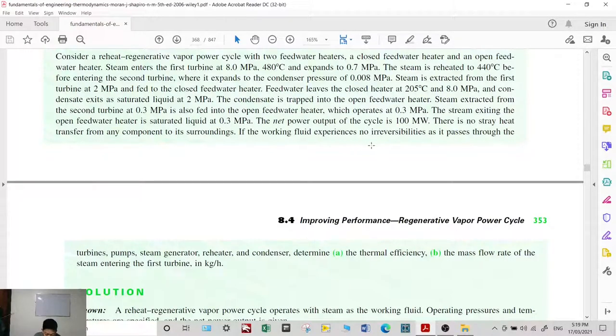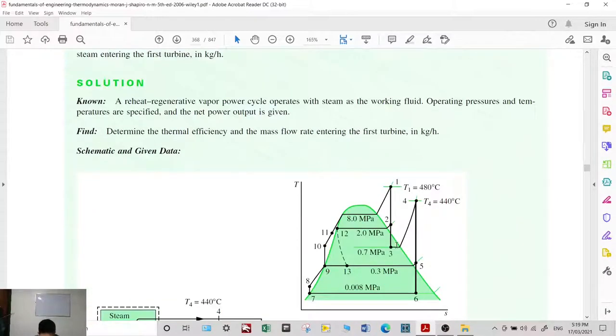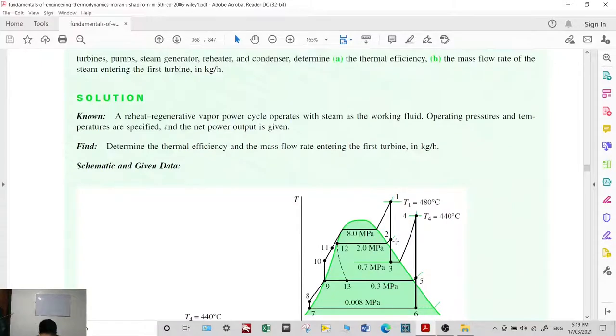If the working fluid experiences no irreversibilities as it passes through the turbine, pump, steam generator, heater, condenser, determine the thermal efficiency and the mass flow rate of the steam entering the first turbine. Okay? So let's solve this one.